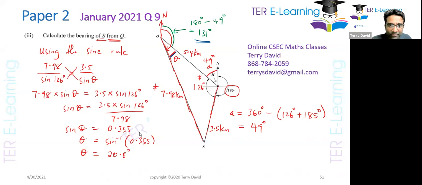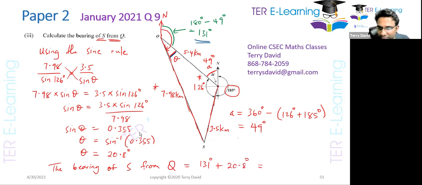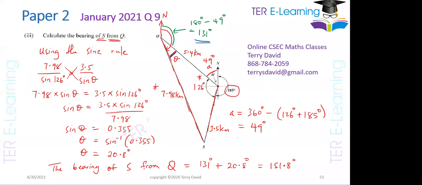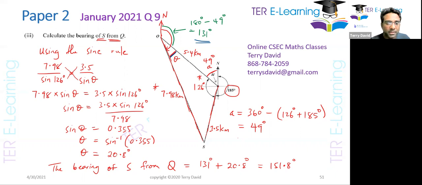So my answer, which is the bearing of S from Q, is simply going to be equal to the 131 degrees plus the 20.8 degrees. And that's going to give me 151.8 degrees. So that's my angle here. That's the bearing that I'm looking for. So that takes care of question 9 in the January 2021 paper.